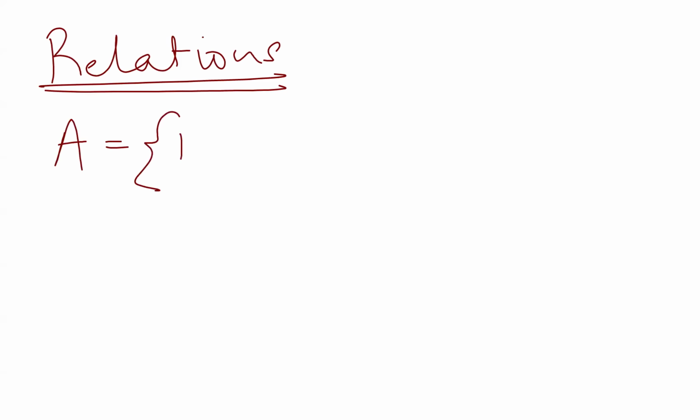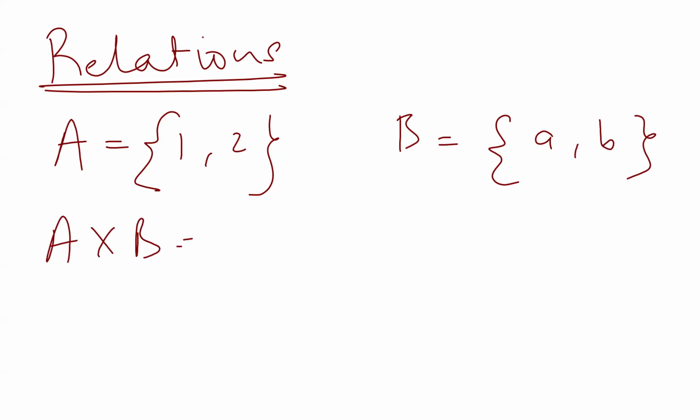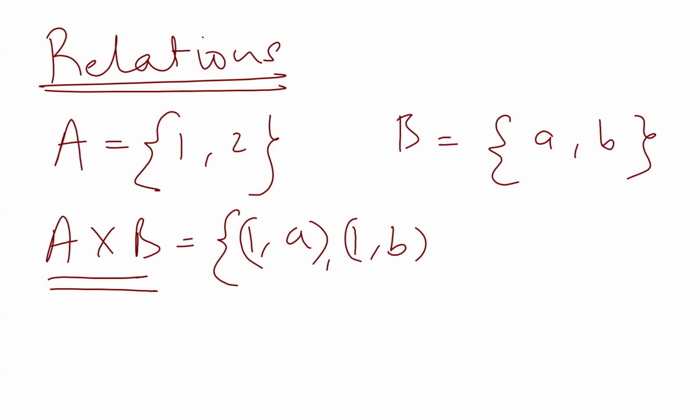A is a set which has objects 1 and 2. B is a set which has objects A and B. A cross B is nothing but the Cartesian product of A and B. It is (1, A), (1, B), (2, A), (2, B).